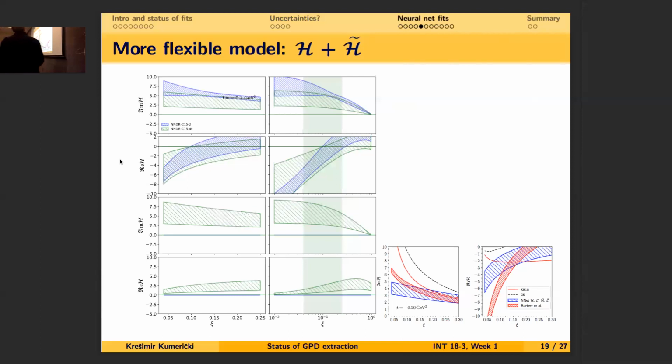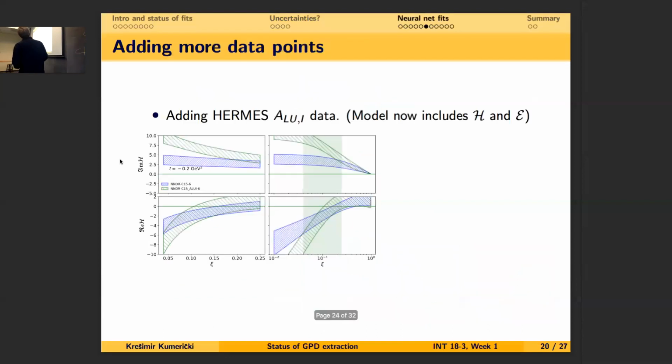So really, the resulting purple here is the same as here. The resulting Compton form factors are, for example, more agreeing with this Bürkert study, real also, maybe. But the point is that when you go to a more flexible model, things change a bit, right? So you can also add more data points, for example adding HERMES beam spin asymmetry, and the model now includes also E and H. Again, imaginary H shifts significantly, of course, and you see extrapolation here, so integrals will be different, and so forth.